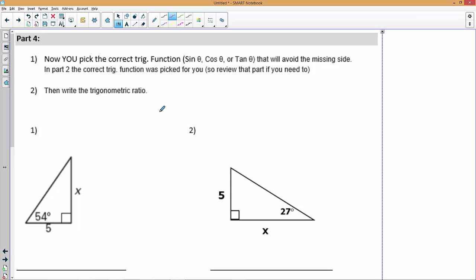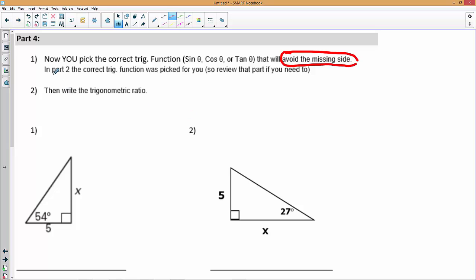And my students that may have gotten this page completely wrong, I did email some of you if I spotted some big mistakes. Again, make sure you've done this on your own before you watch the whole video. Okay, so don't pause yet because I'm going to explain everything. And problem 1 says, now you pick the correct trig function, sine, cosine, or tangent, that will avoid the missing side. So I'm going to do it wrong with problem 1. That doesn't avoid the missing side, so you can see what happens. And that's okay.